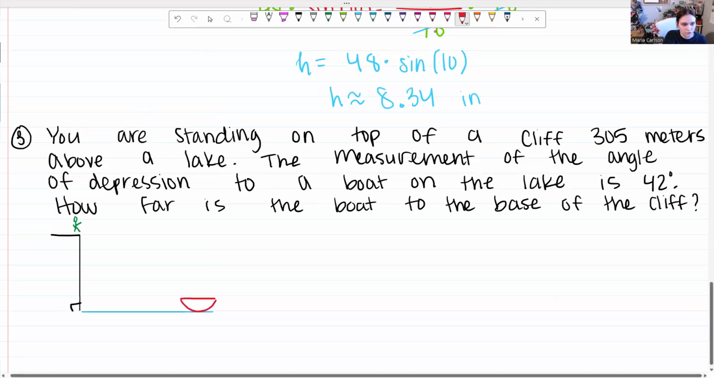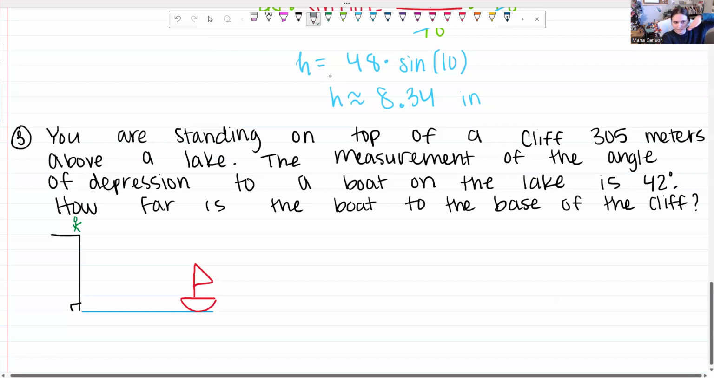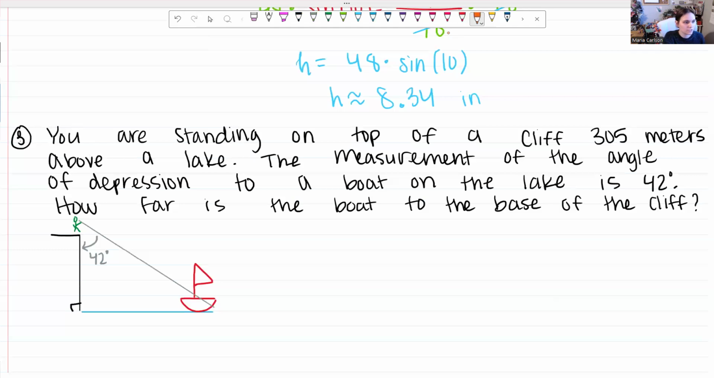Now, the angle of depression that you are looking down on this boat at is 42 degrees. So this is 42 degrees, and this is an angle of depression from that sight line down. We want to know how far the boat is to the base of the cliff. Oh, I'm missing how tall this cliff is. This cliff is 305 meters tall. That's going to be very helpful.